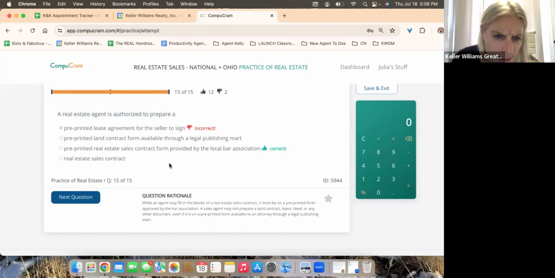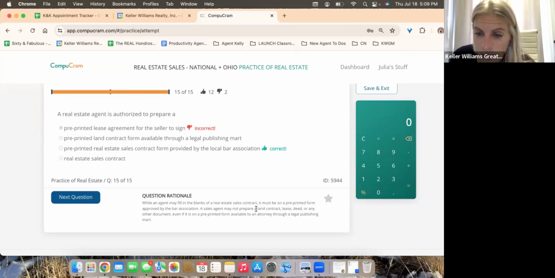Wow, this is tricky. I thought it was going to be A or D. A pre-printed real estate sales contract form provided by the local bar association. The second half of the question seems wild. Okay. Well, an agent may fill in the blanks of a real estate sales contract. It must be on a pre-printed form approved by the bar association.